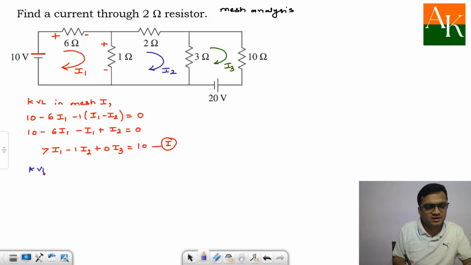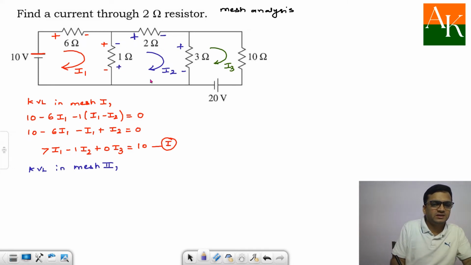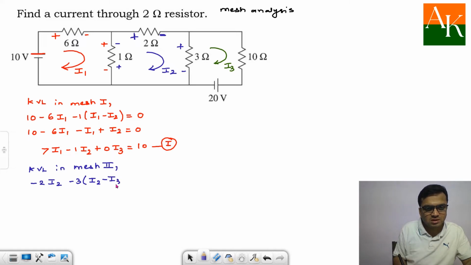Now I will write down KVL in mesh 2. Before applying KVL, you need to assign the sign for the voltages developed across the resistances. So I2 enters positive, negative. Here you will have positive and negative, and here you will have positive and negative. Writing the leaving sign for the voltages in KVL, I will have minus 2 times I2. I started at this point. Minus 3 times, since 3 ohm is shared between mesh 2 and 3, minus 3 times (I2 minus I3), and minus 1 time (I2 minus I1). I have completed the loop, so it is equal to 0.